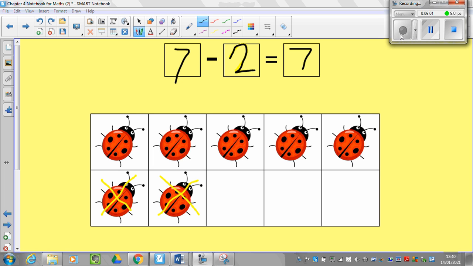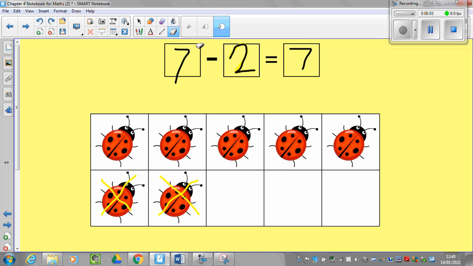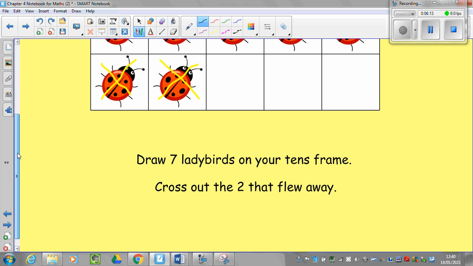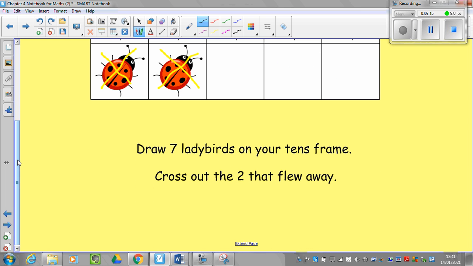Pause it now and tell your grown-up what the answer should be. You're absolutely right. Well done. The answer is 5, because there are 5 ladybirds remaining that haven't been crossed out. Okay, so as a task then, have a look at the worksheet and I want you to draw 7 ladybirds on your 10s frame. Cross out the 2 that flew away.